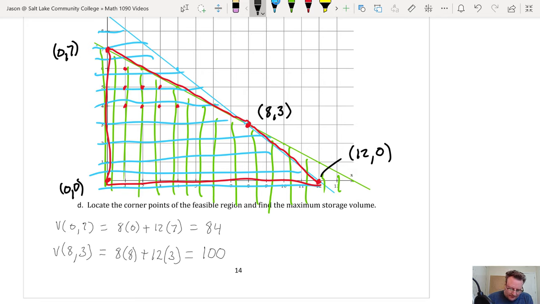Cubic feet of volume. Finally, we'll plug in, if we buy 12 Model X cabinets and 0 Model Y cabinets, we're going to have 8 times 12 plus 12 times 0. 8 times 12 is 96. So in this case, a mixture of 8 Model X cabinets and 3 Model Y cabinets will accomplish the goal of maximizing volume for us.